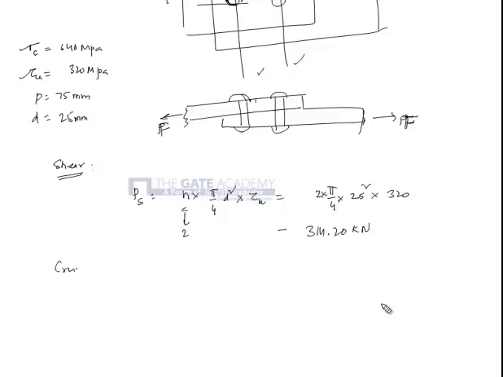Okay, now let's calculate the crushing load. Crushing here will basically happen when you apply the load force here, and this part of the plate will be crushed. So the area of resistance, the area that will be crushed per rivet, is d into t.